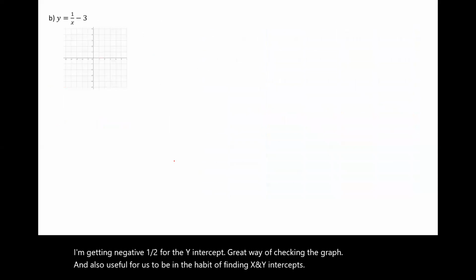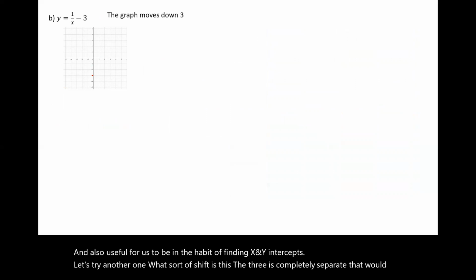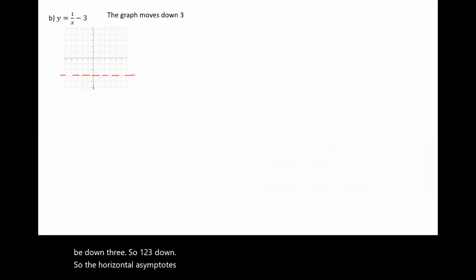What sort of shift is this? The 3 is completely separate. That would be down 3. So 1, 2, 3, down. So the horizontal asymptote is shifted down. The vertical would stay exactly where it was originally, at 0. So it has not moved.